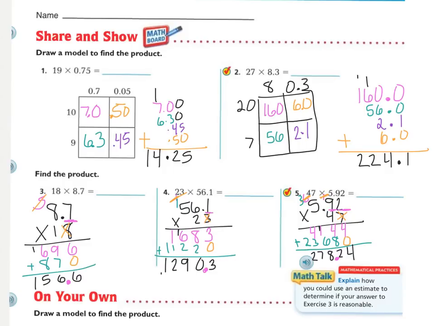So remember, using this model, the area model, is one strategy, but if it asks you to do that in the directions, you need to try it. Any other time, you may choose whatever strategy you would like, as long as you are able to understand the strategy and find the correct answer.